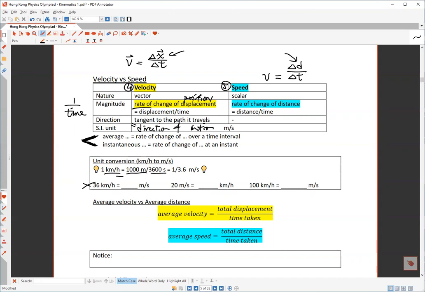We have instantaneous speed and instantaneous velocity. It depends on what time range you are taking. If it is taken over a time interval, then we use the term average velocity. Instantaneous velocity or instantaneous speed measures the speed or velocity at just one time instant, at one moment.